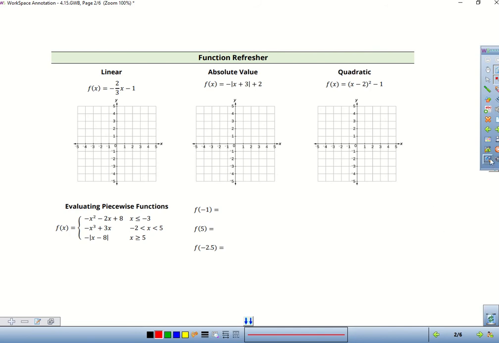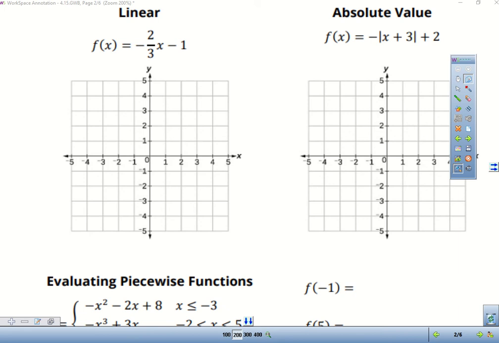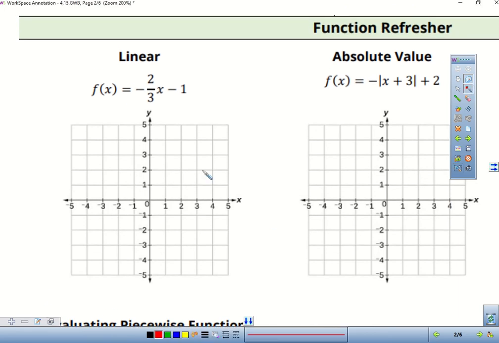So just before we get started, we're going to refresh how we deal with these types of functions, how we graph them. So I'm just going to quickly review that with you. To graph a linear function, you're first going to start with the y-intercept, which in this case is at -1. And then you use the slope, rise over run, down 2/3. And then if you can't keep going, you can also go to the left, up 2/3. So that is how you graph a linear function.